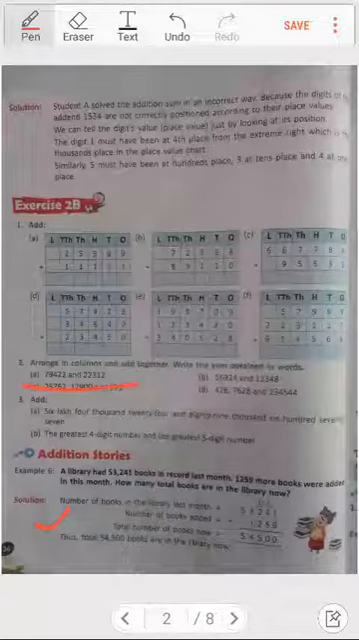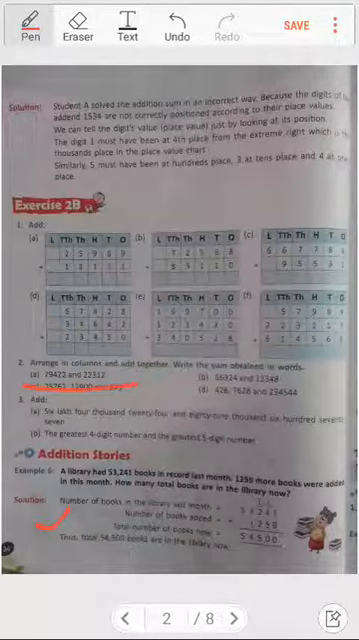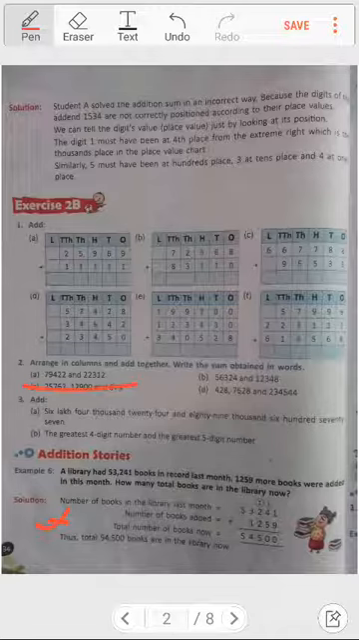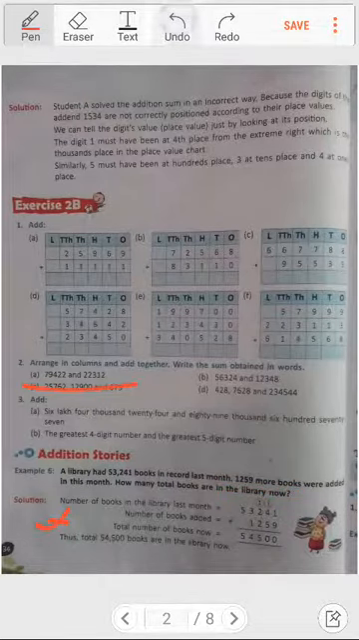A library had how much? 53,241 books on record last month, and 1,259 more books were added this month. How many total books are in the library? So you will write the problem in words. Number of books in the library last month is how much? 53,241. Number of books added is how much? How much more has been bought? That is 1,259. So 1,259 and 53,241 have been added.